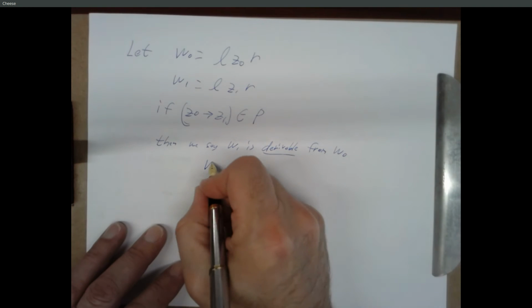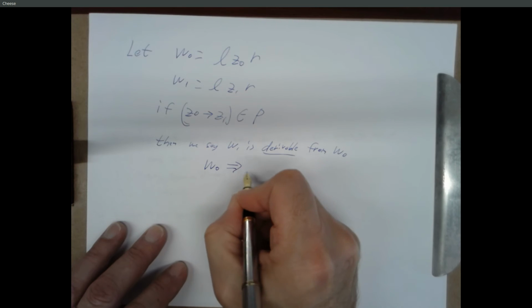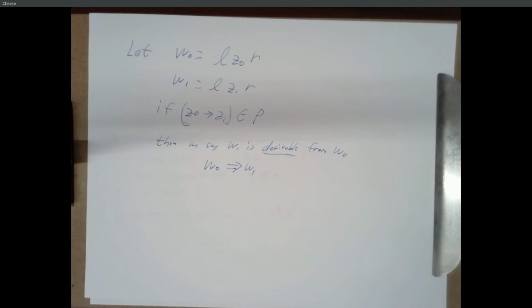And we write W0 double arrow W1. And this has nothing to do with propositional logic anymore. The single arrow, the double arrow, totally different symbols. Okay, we're in a different subject area here.